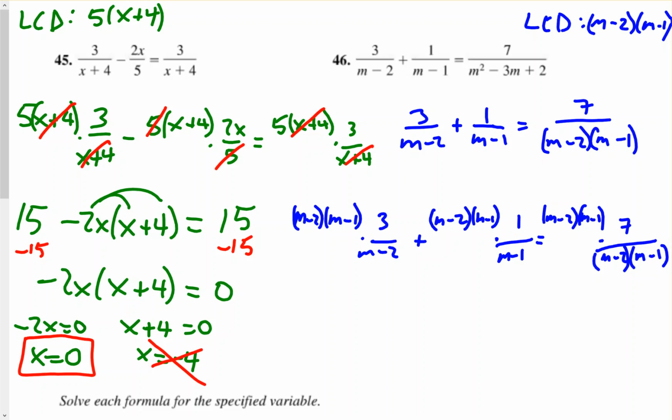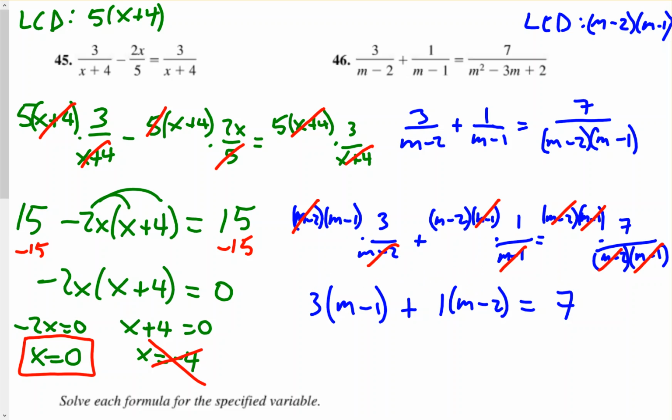Okay, so now you could cancel out. You cancel out m minus 2's here, the m minus 1's here, and then you could cancel out both m minus 2 and m minus 1 here. So let's see what's left. So here this would be 3 times m minus 1 plus 1 times m minus 2 equals, and here we're just left with 7.